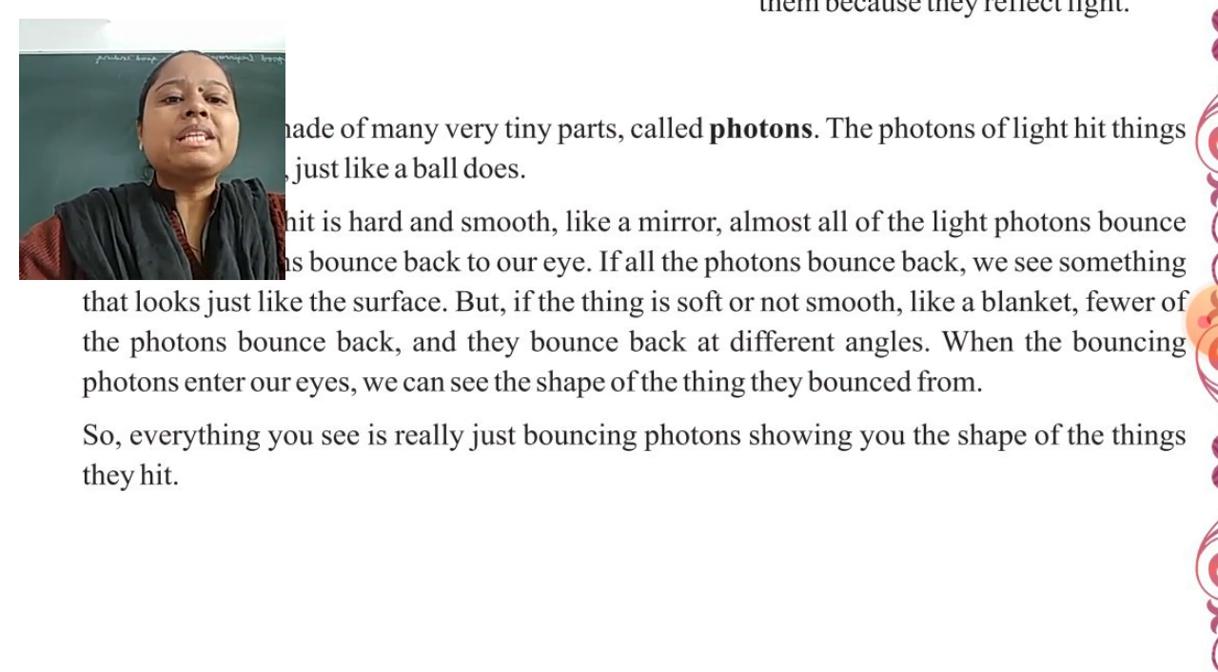So everything you see is really just bouncing photons showing you the shape of the things they hit. Everything we see depends on how the photons are bouncing. It shows the shape of the things. Many different things have different shapes, and the photons bounce from different angles, and we see the shape of that particular thing. This way we are able to see things. This is Activity 4, How does it do that, Part 2.